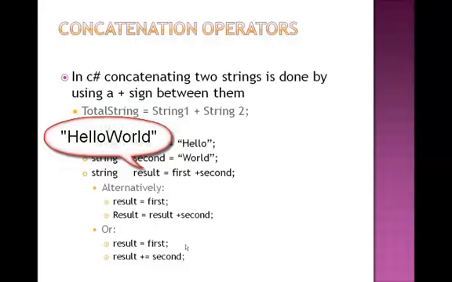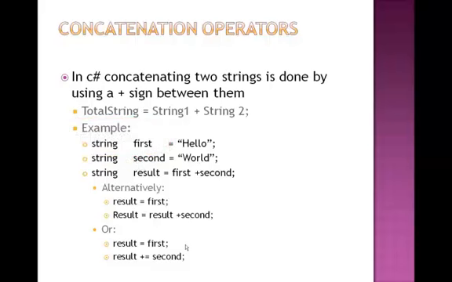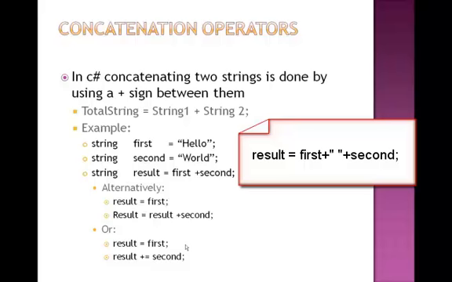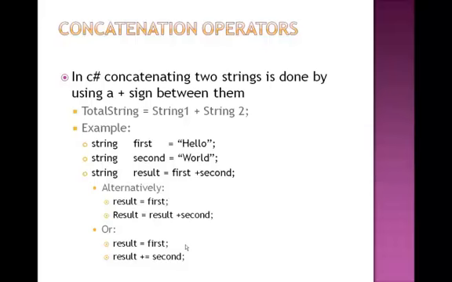If I wanted to add the space between them, I should either concatenate first with a blank space and then concatenate it with second, or I could put a space before the W in second, which is world, and it would create a space. The second string would actually already have a space in it.